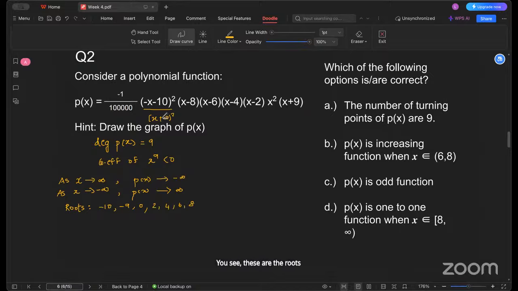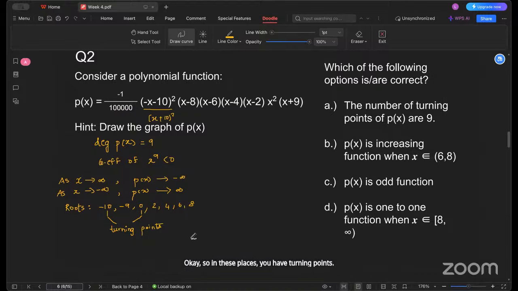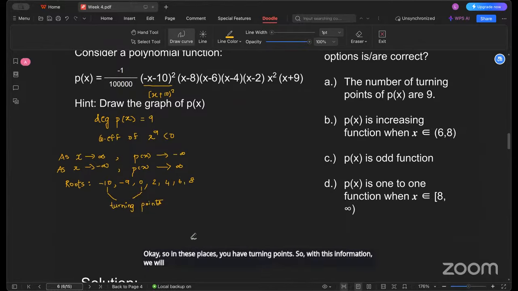But there is a difference between the other roots and the roots at minus 10 and 0. What is that? These roots are occurring how many times? Multiplicity 2, twice, right? So these are occurring twice, and in these places you have turning points. With this information, we will try to roughly draw the graph. We cannot draw a very correct graph.